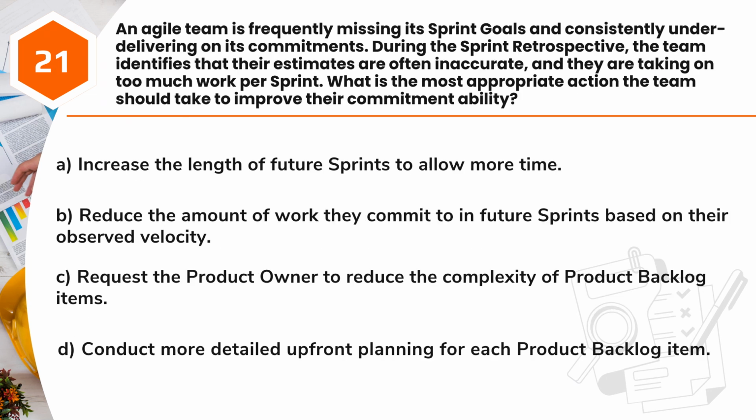Question 21. An agile team is frequently missing its sprint goals and consistently under-delivering on its commitments. During the sprint retrospective, the team identifies that their estimates are often inaccurate, and they are taking on too much work per sprint. What is the most appropriate action the team should take to improve their commitment ability? A. Increase the length of future sprints to allow more time. B. Reduce the amount of work they commit to in future sprints based on their observed velocity. C. Request the product owner to reduce the complexity of product backlog items. D. Conduct more detailed upfront planning for each product backlog item.